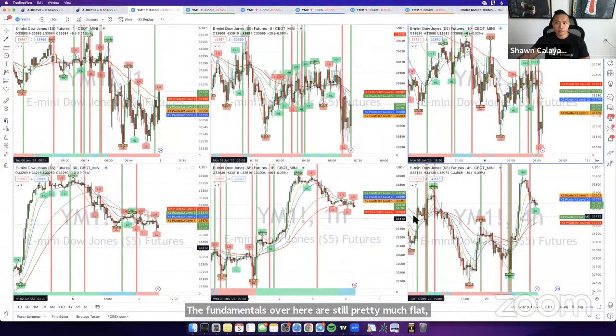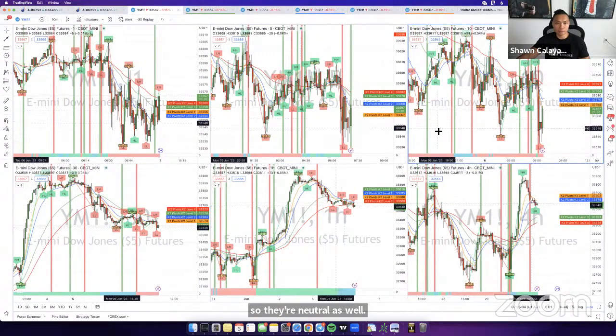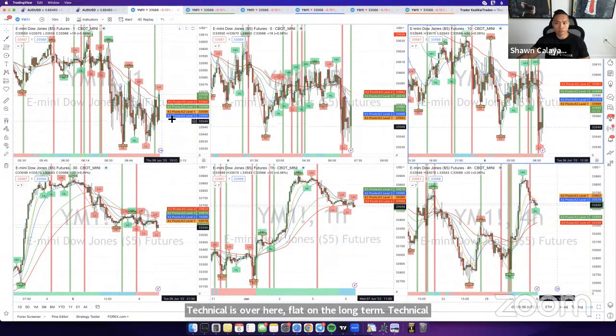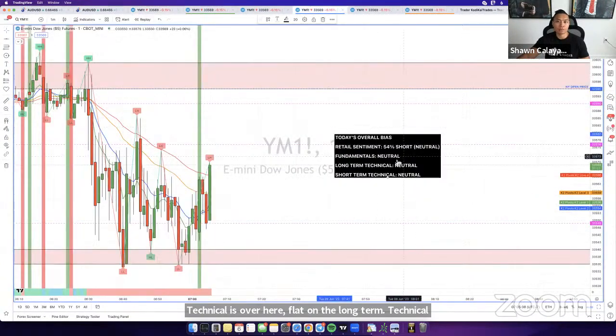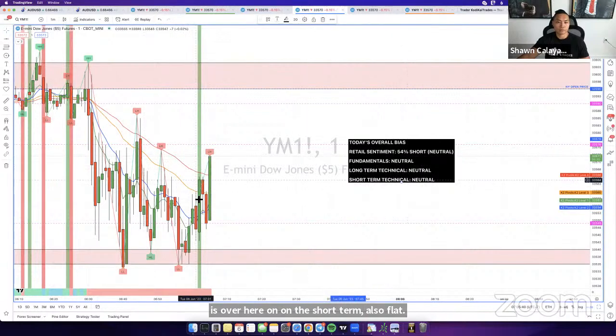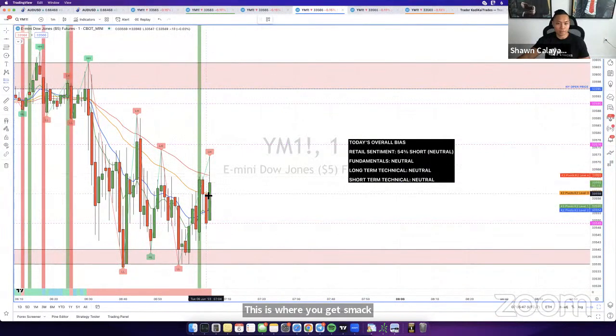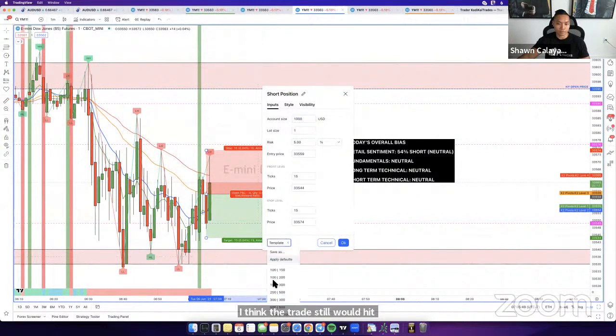Technicals over here on the long term are flat. Technicals over here on the short term are also flat. So still there's no overall bias. You can see right here, this is where you get smacked with this trade. I think the trade still would have hit TP, but if you held on to it or got in late, you probably would have gotten stopped out.